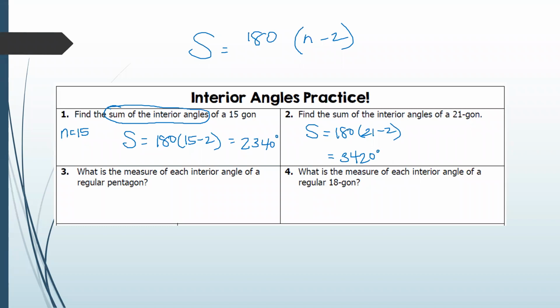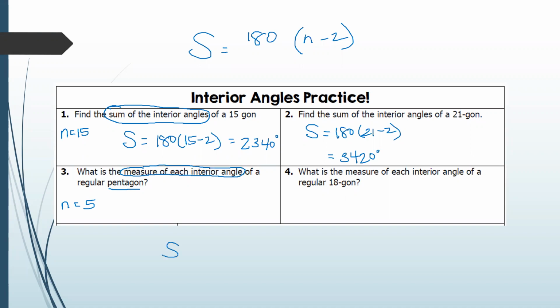All right, number 3 says, what is the measure of each interior angle of a regular pentagon? So you have to know that a pentagon has 5 sides, because I could just call it a pentagon. Hopefully you know that already. So n equals 5. I'm trying to find the measure of each interior angle. So that's one interior angle.